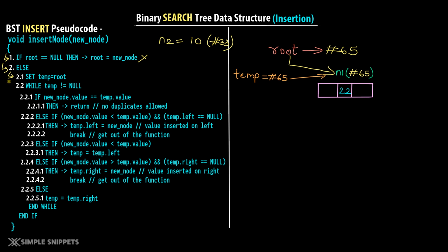Alright. Moving on, we have step number 2.2, which is a while loop. So we say while temp not equals to null. We're going to use a while loop to do the traversal. So this is an iterative approach. What do I mean by iterative approach? In an iterative approach, we usually use loops and not recursion.